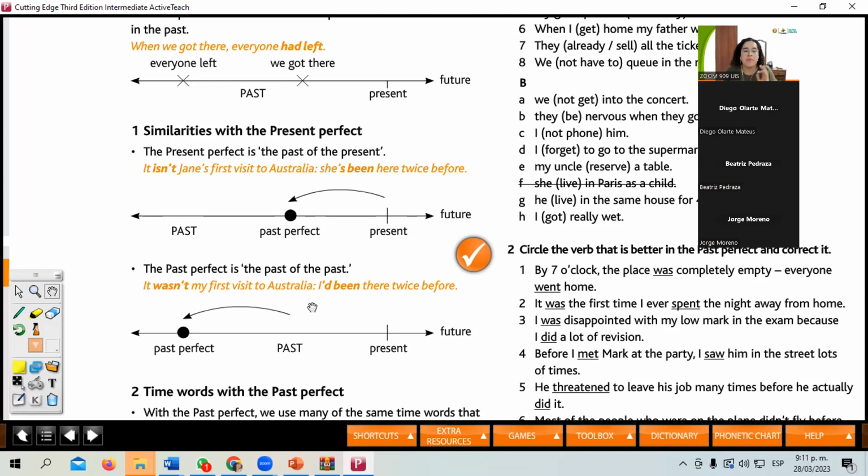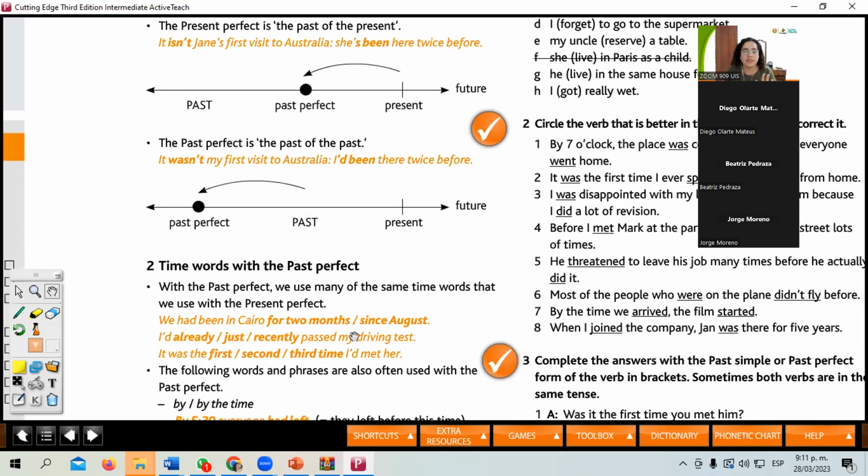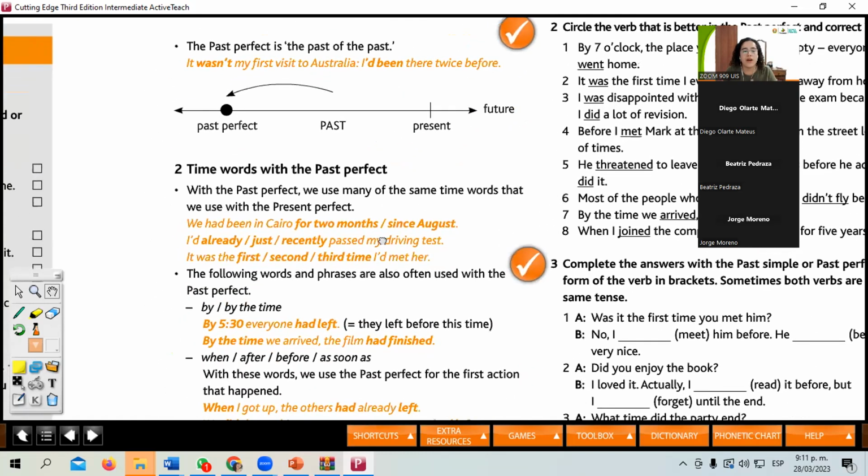On the other hand, the past perfect is the past of the past. It wasn't my first visit to Australia. I had been here twice before. No fue mi primera visita a Australia. Yo había estado aquí 2 veces antes, ¿no? Entonces, estamos hablando del pasado, past perfect, all right? So that is the main difference between the two, present or past perfect. All right? So don't get confused with one or the other.